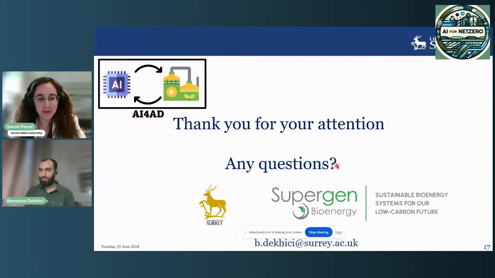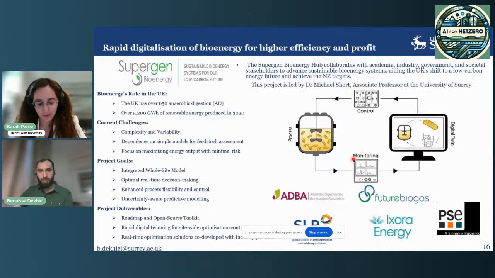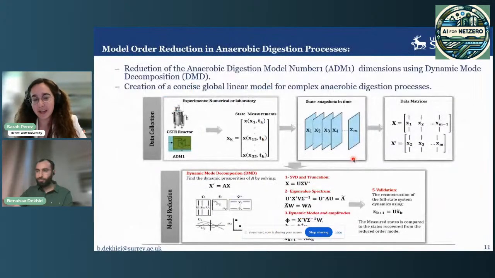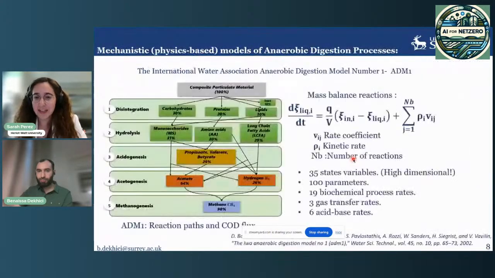I highly encourage the audience to post a question in the chat. I don't see any for the moment, so I will start with some of mine. You mentioned that some of the more realistic models, like the ADM1 model for anaerobic digestion, involve like 100 parameters. So I'm wondering, in your approach, how do you calibrate these parameters? Is it included in the Koopman reduction model, or do you need to deal with this in another way?